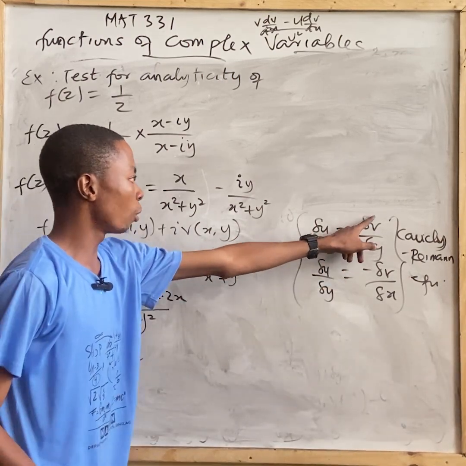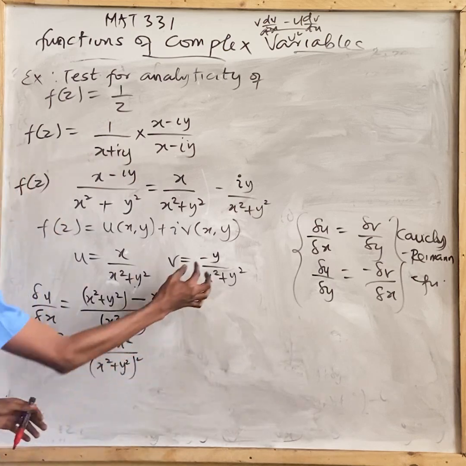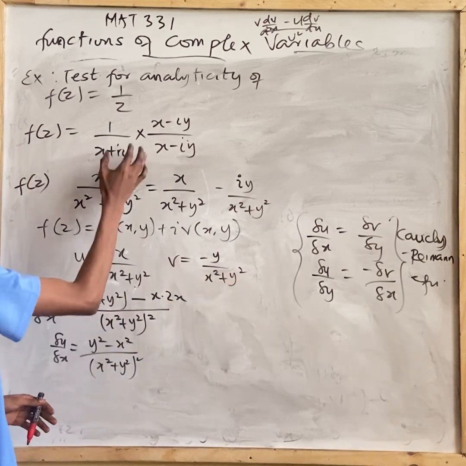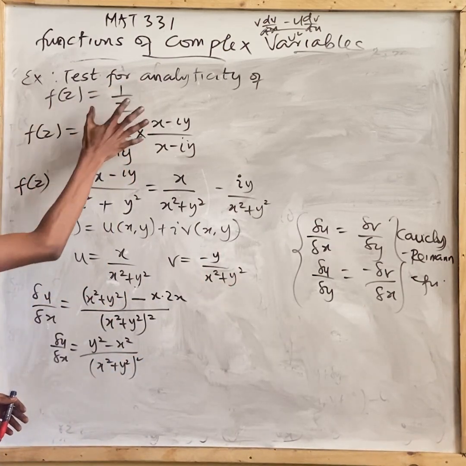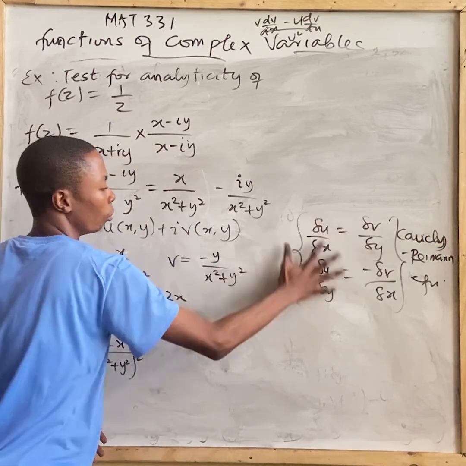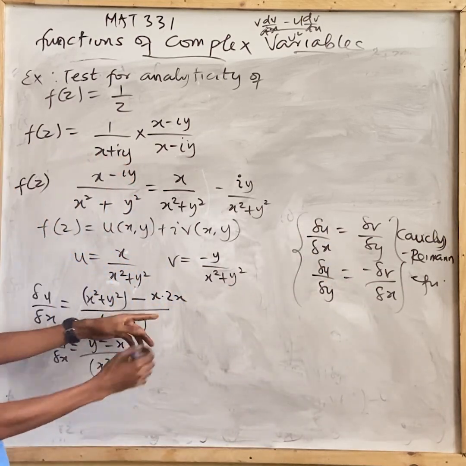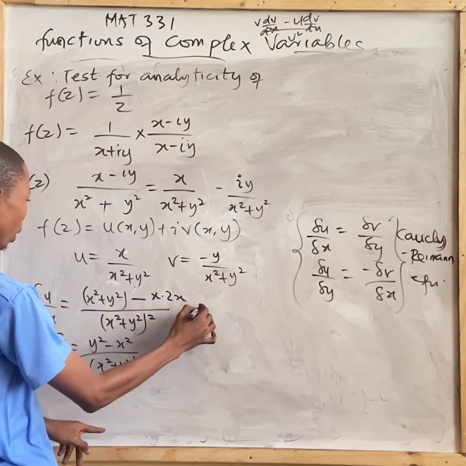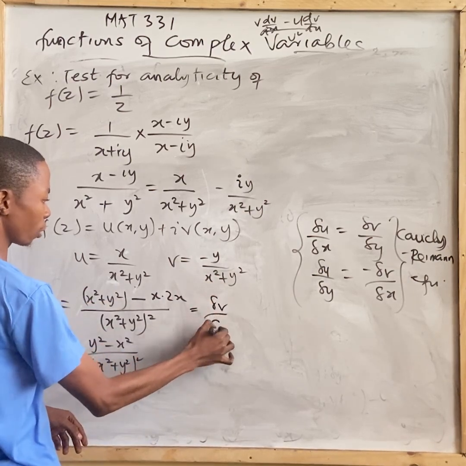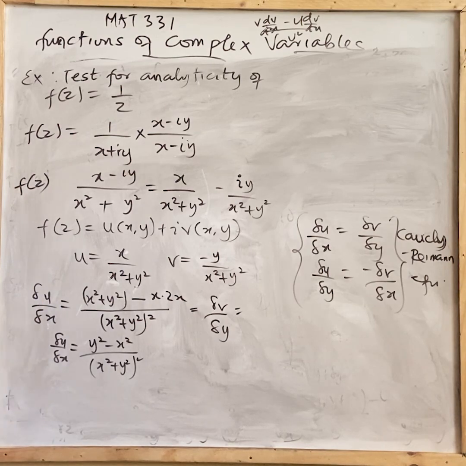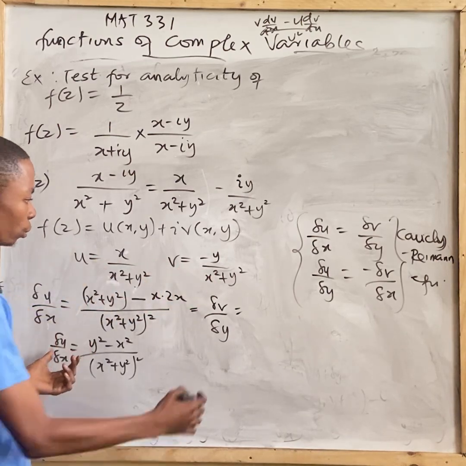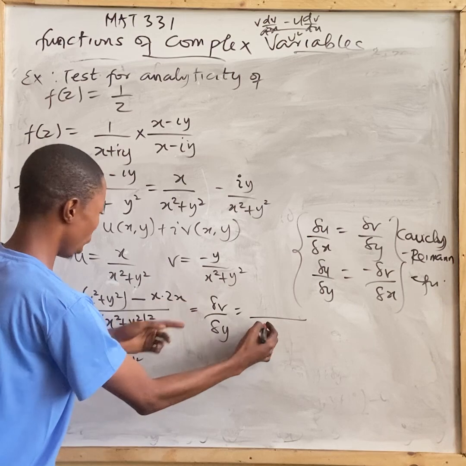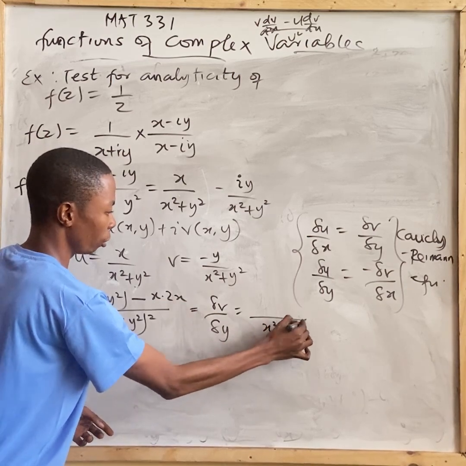Then I'll differentiate the other one too with respect to y. This is v now. Again, you first separate that function into real and imaginary parts before you go by this one. So v is equal to minus y over x squared plus y squared. I will also differentiate that one with respect to y. dv dy, I will use the same rule, the quotient rule. I will have over v squared. Let me write that one first.